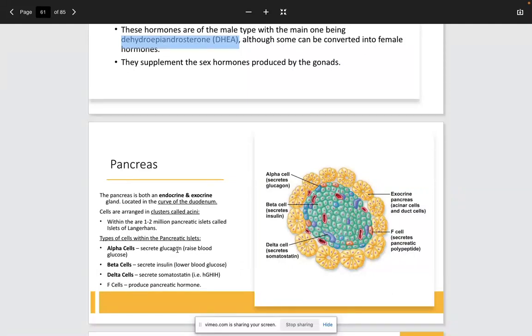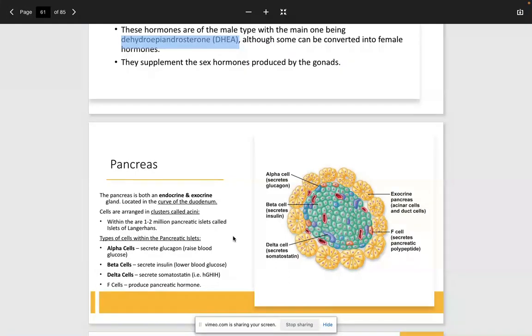These alpha cells within the pancreatic islets secrete glucagon. Glucagon is a hormone that raises blood glucose levels. And then the delta cells produce a hormone called somatostatin, GHIH. I just want you to know somatostatin. And then you don't have to worry about this F cell for right now.